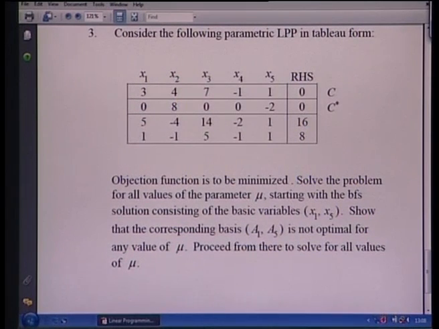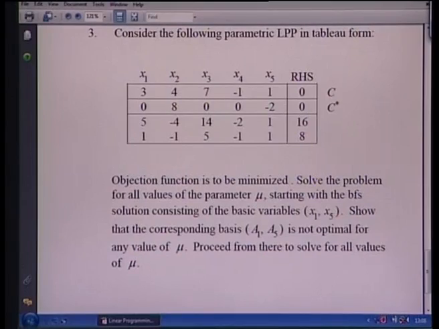I wanted to design a problem and give you a basis which is not optimal for any value of mu. That was the idea, and finally I could do it. In this you will see that when you come out with a basis, and when you compute the lower value for mu and upper value for mu, the lower value will be higher than the upper value. And so the characteristic interval is empty corresponding to this basis. And so now you have to proceed from here.